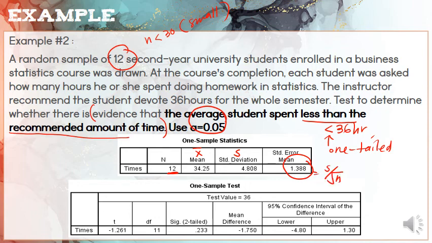S bahagi sigma n is equal to 1.388. One sample test punya output, your test value negative 1.261, degree of freedom n minus 1, p value for one tail test. Ini two tail, kena bahagi dengan 2. Mean difference is negative 1.750 dan ini pula adalah 95% confidence interval yang you perlu add 36, perlu tambah 36. Here, your test value.